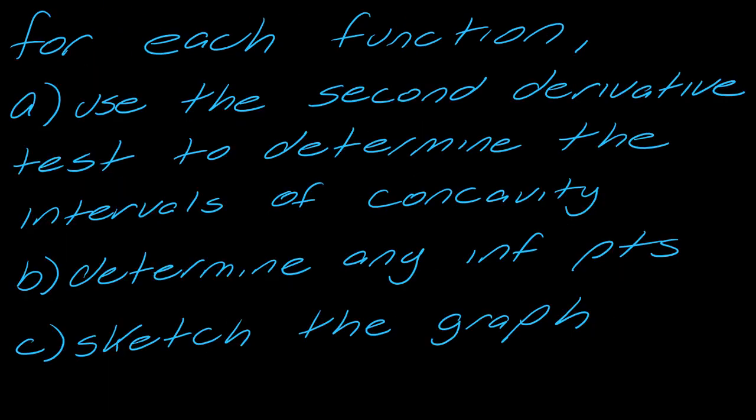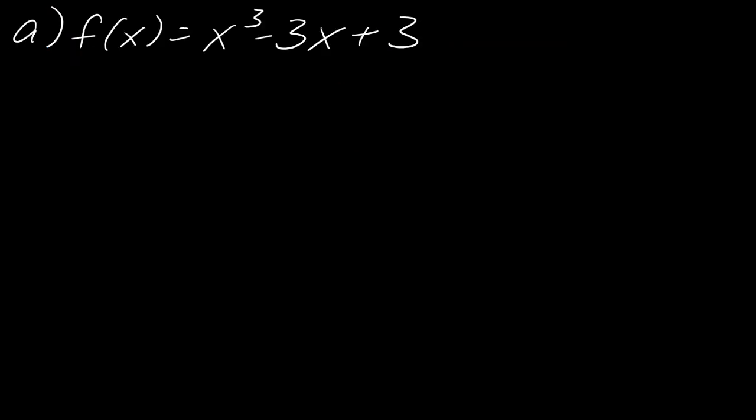So what we're going to do now, we're going to look at these two functions that we were just working with before, and we're going to use the second derivative test to determine the intervals of concavity. And then we're going to determine any inflection points, and then we're going to sketch the graph. Okay, so we're going back to the same function that we had before. So let me just write out what the first and second derivative were and the critical points and all that, just so that we don't have to repeat it.